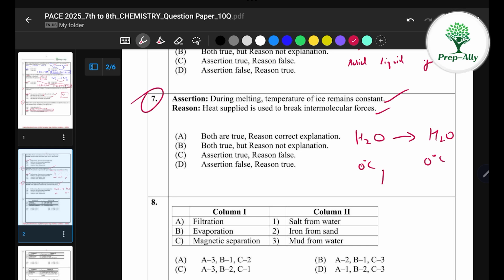Yes, because the heat we are giving is actually breaking those strong bonds of water, and that's why it can convert into liquid form. That's why option A is correct.